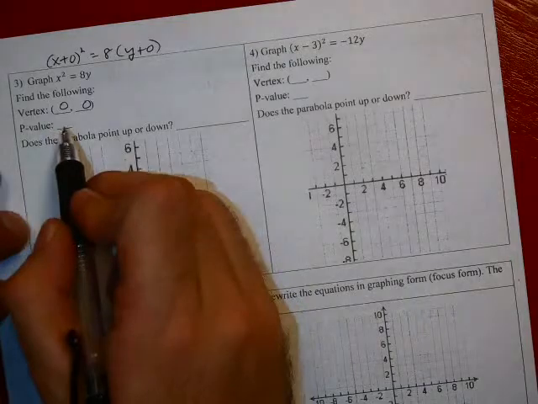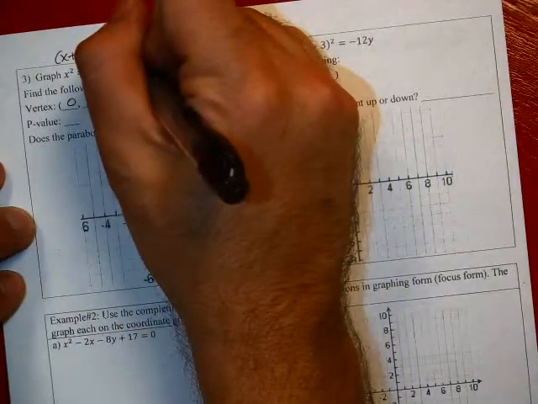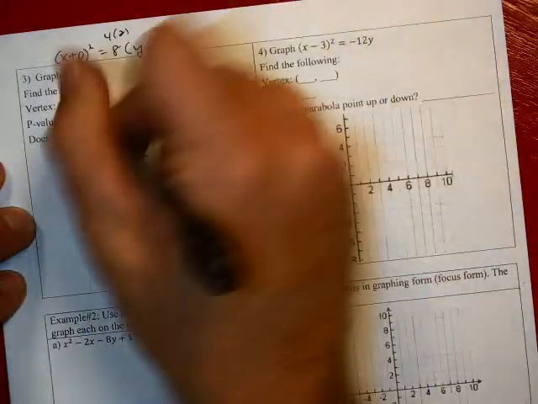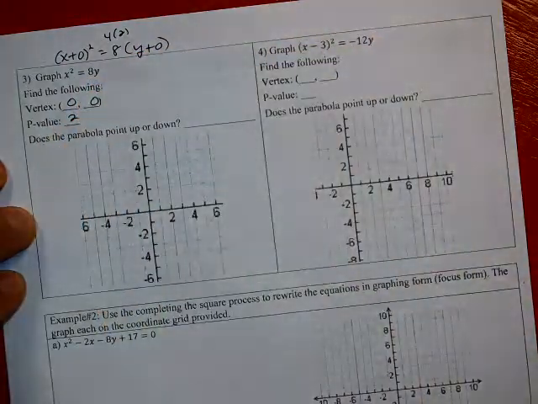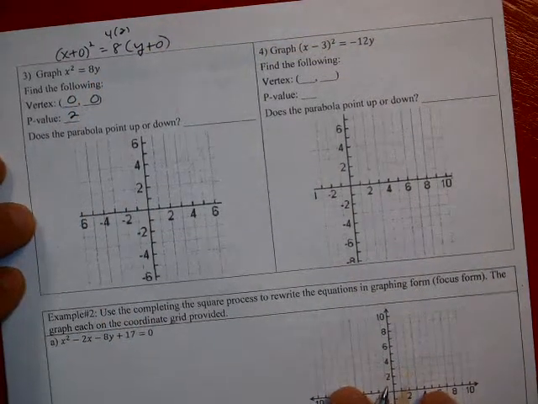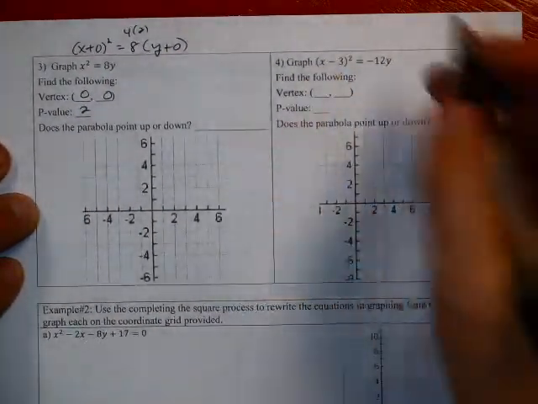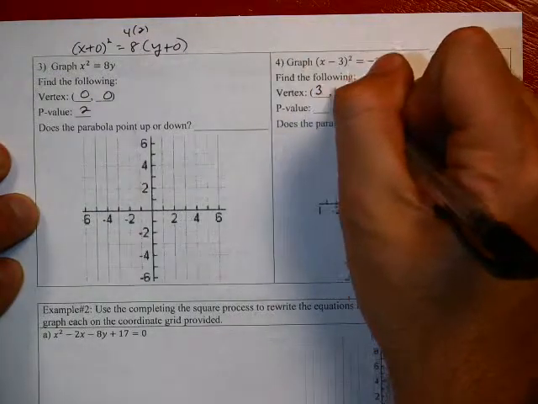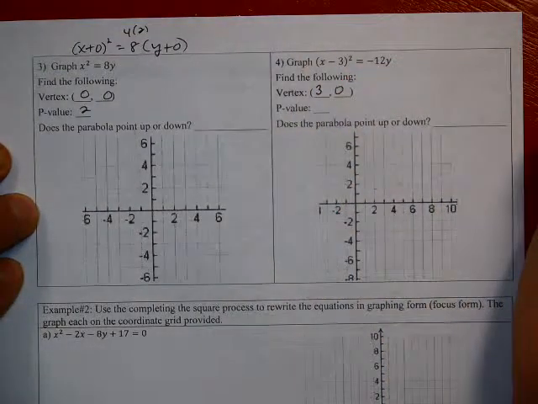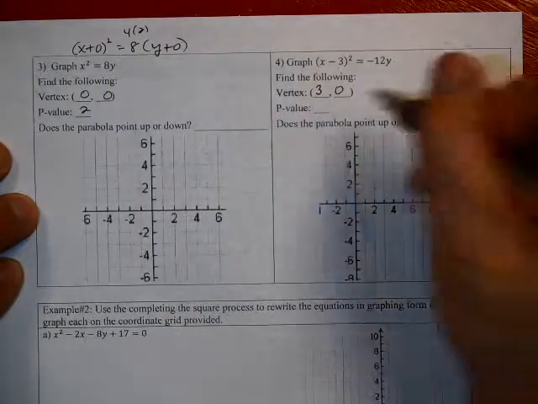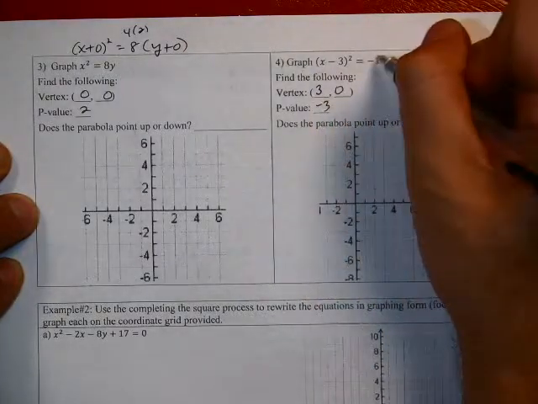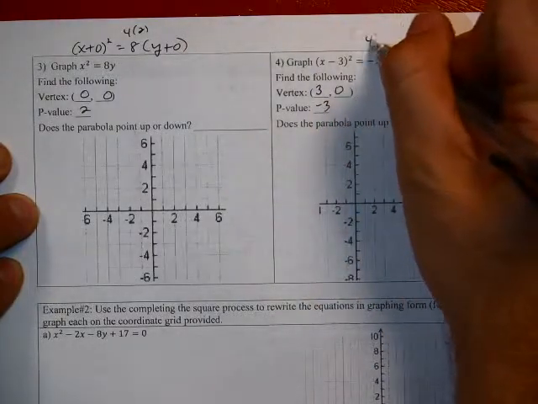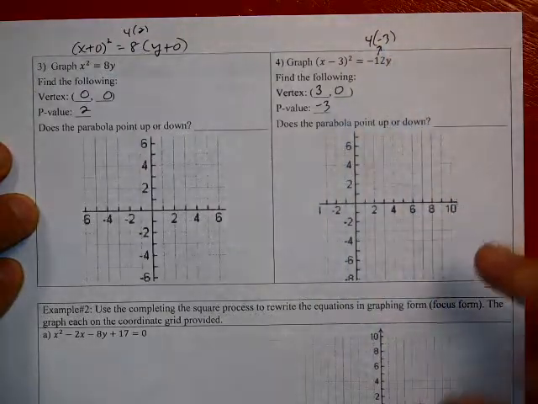What is the p-value on number 3? 2, because, again, this 8 becomes 4 times 2, so that's positive 2. I'm not going to show the graph. You're on your own for that. For this side, your vertex should have been positive 3 and 0. What's the p-value on this one? Negative 3. This, again, negative 12 gets split up 4 times negative 3.